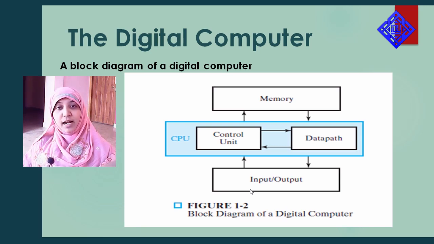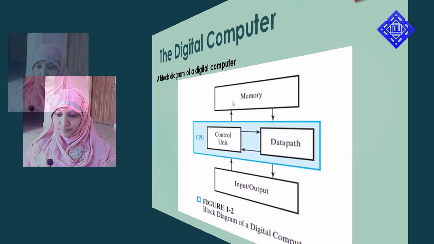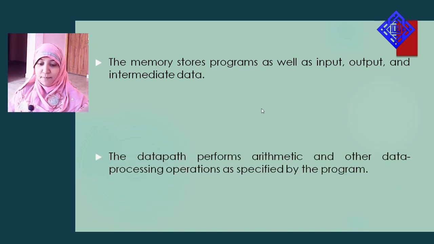For that we have this control unit, that is said to be the central processing unit. All this together, that is, the control unit and the data path together, they make a CPU. So this is the whole and soul structure of the digital computer. Now the memory, as we saw, stores the program as well as the input, output, and any other immediate or intermediate results will be stored in the memory.